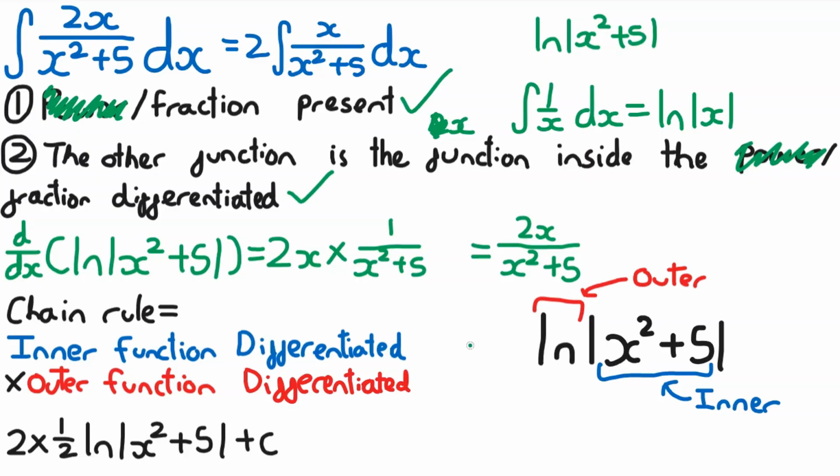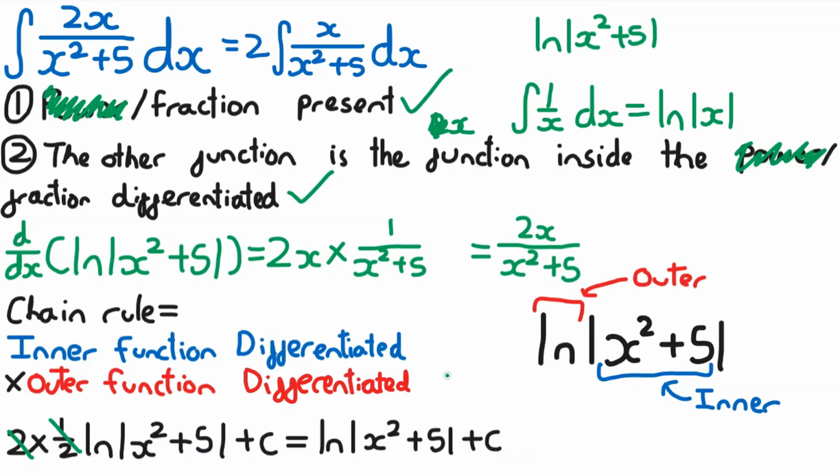That's the integral here. Remember that we actually took out a 2 at the start as well, so if we multiply this 2 by the half, these two are going to cancel out, so we're just left with the natural log of the modulus of x squared plus 5. Remember the plus c on the end.